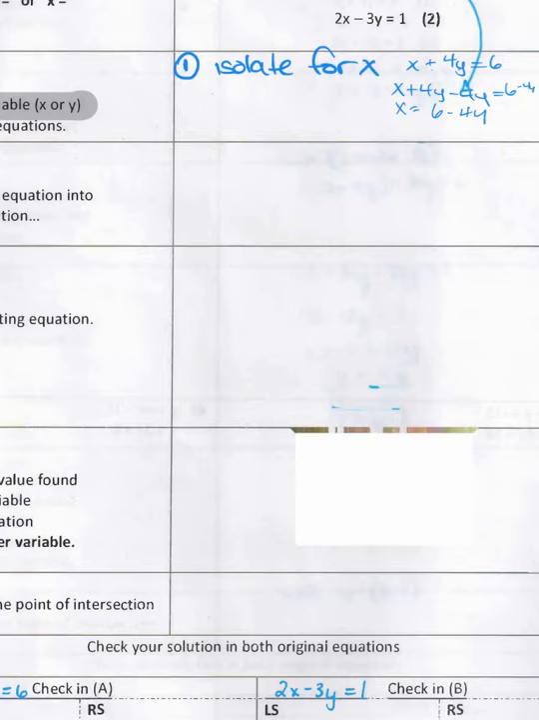Now, because I've changed how this equation looks, it looks way different now, so I need to relabel that. This is going to become equation 3. And I'm going to do the exact same thing that I did before. In step 2, I'm going to substitute this equation into the other equation. So I'm going to substitute equation 3, the one that I just made, into equation 2.